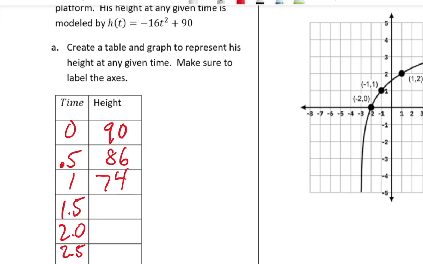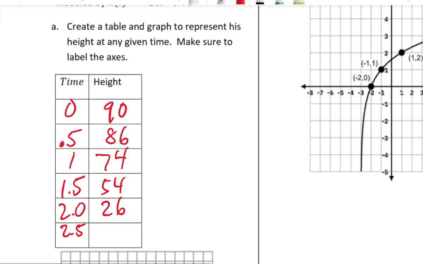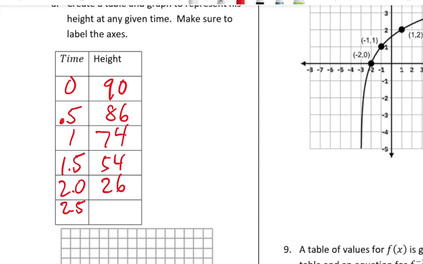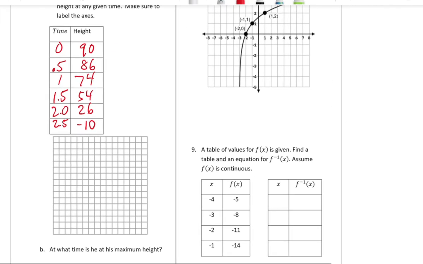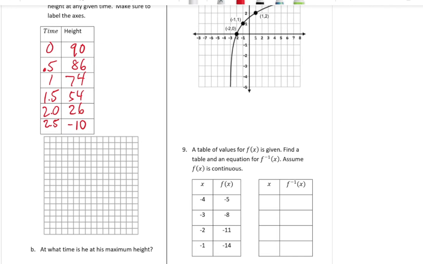And then let's replace it with 1.5. We get 54. Now I'll replace it with 2. I got 26. And is this going to be enough to get us down to 0? Yeah, this is negative 10. So somewhere between 2 and 2.5 seconds, he hits the water. And so we can do a quick little graph of that.